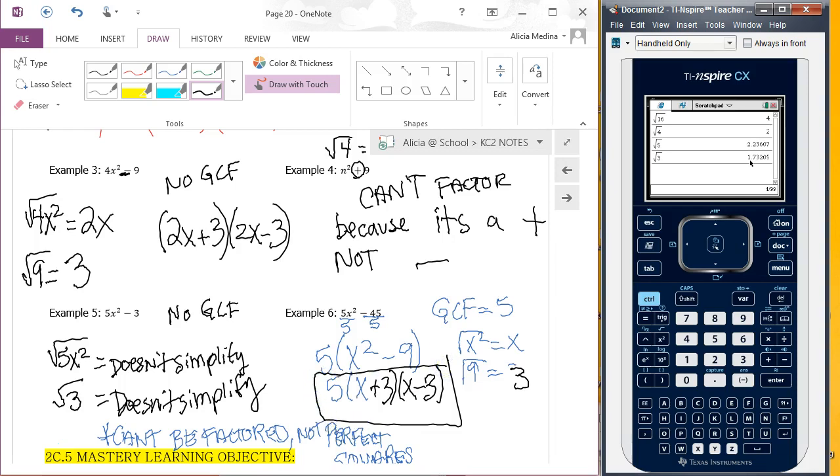Okay, so again, if it does not have a GCF and it doesn't come out to a nice square, you cannot simplify it. If you are adding, that is not the difference of perfect squares. So again, you cannot factor it. Only if it's a perfect square and we are subtracting. Go ahead and give 2C.4 a try, guys. Good luck.